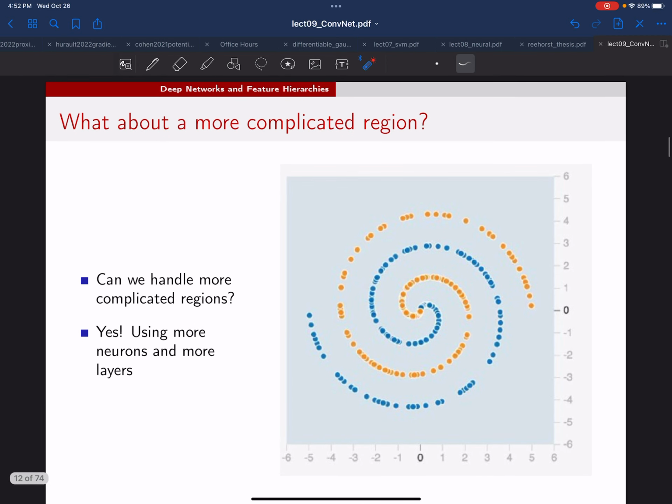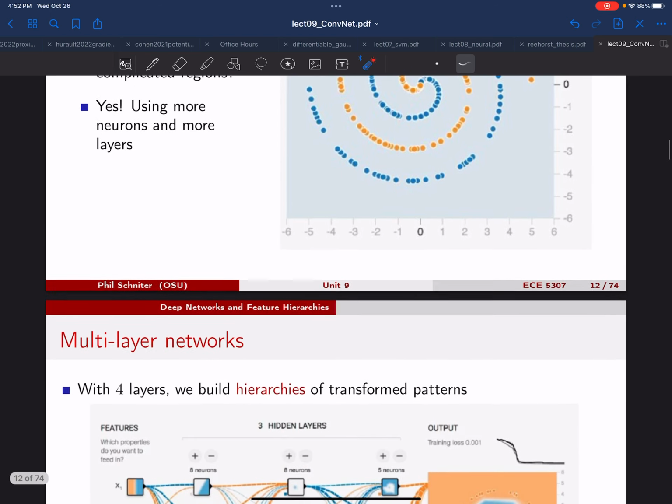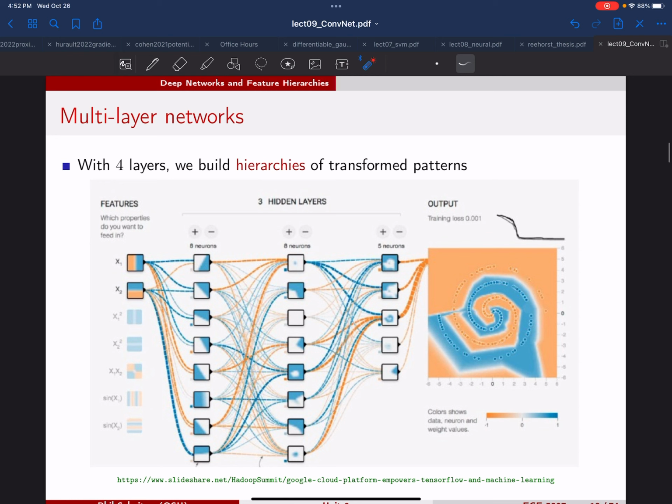So what if we have this data set? The blue points are here, the yellow points, you can see them. This is called the Swiss roll. So can we use that same idea to classify this? And the answer is yes. Maybe we need another layer. Maybe we need, in this case, 3 layers, or actually 4 layers to do this. But it's the same idea.